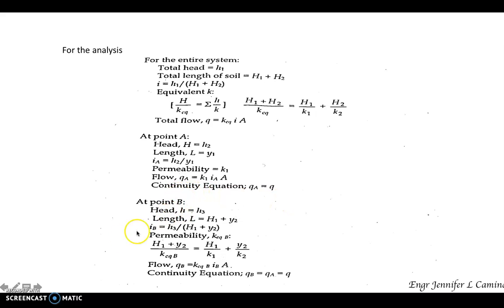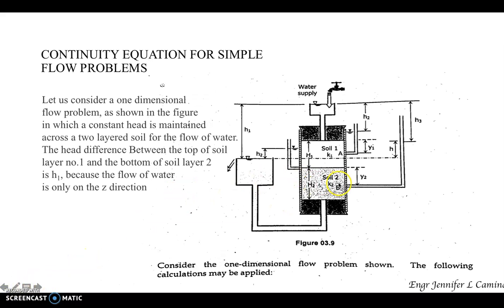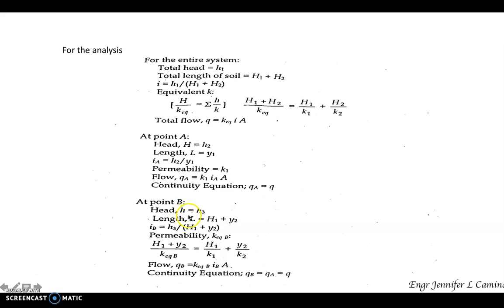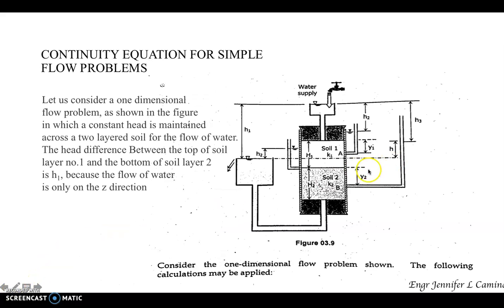Now, if we move on to point B, the head here is, point B is at soil 2. There is a standpipe connected, and this is the water level surface. Basically, our head is equal to H3. This is point B, and this is the surface level of the water in the standpipe connected to point B. From this surface towards the inlet surface, that is H3.